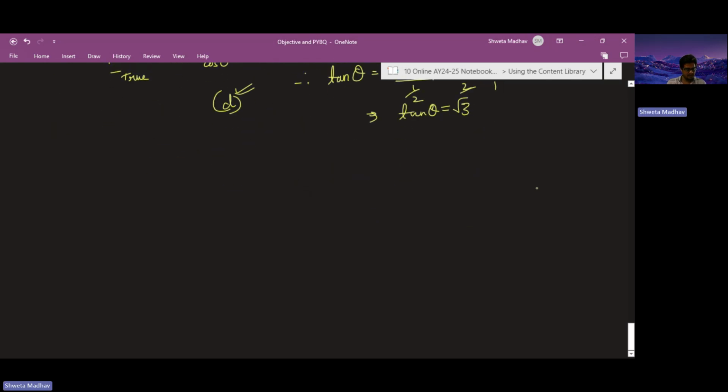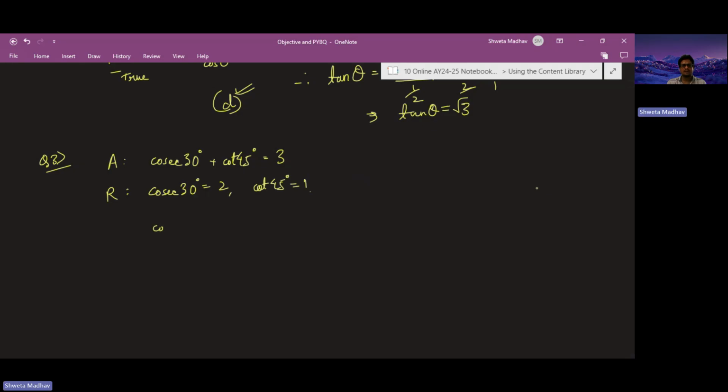Then in question number 3, the assertion is given as: the value of cosec 30 degree plus cot 45 degree is equal to 3. The reason is given as: cosec 30 equals 2 and cot 45 degree equals 1.